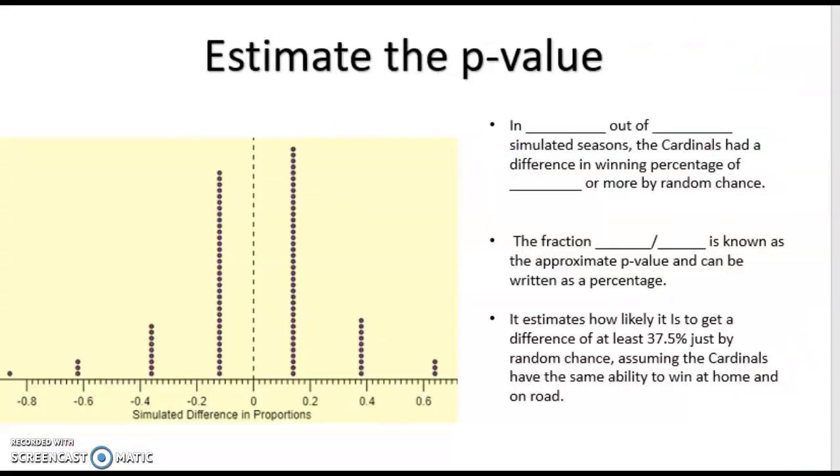So in 13 out of 100 simulated seasons, the Cardinals had a difference in winning percentage of 37.5% or more. The fraction 13 out of 100 is known as the approximate p-value. It estimates how likely we are to get a difference of at least 37.5%, assuming the Cardinals have the same ability.